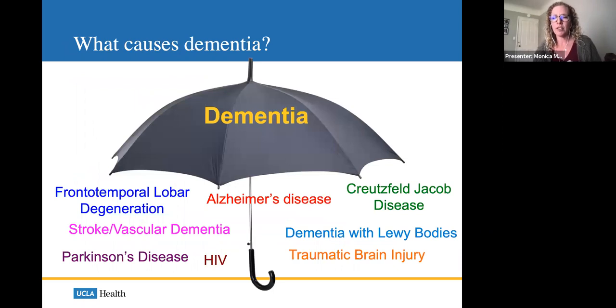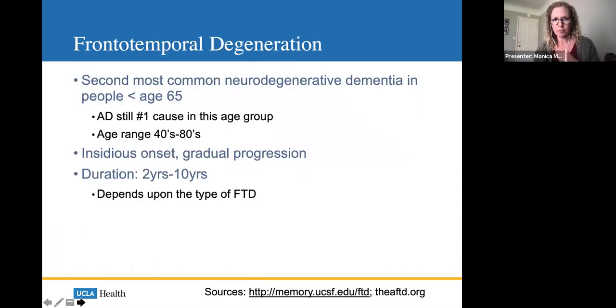So what causes dementia? A whole bunch of things. Here's the umbrella. I know if you've come to the other talks, you have seen this slide. But again, dementia is this umbrella, and underneath it there are all these different types of diseases or syndromes that cause the dementia type symptoms. Obviously Alzheimer's is the most common form, which is why we are not talking about it today. So the first type that I am going to talk about is frontotemporal degeneration, also known as FTD.